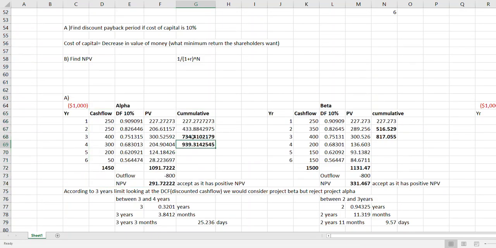Now this is the disadvantage of payback period. Payback period doesn't look at the project after the payback period has been received. Let's say this project had 500 at 60 years. Then the NPV of this project would have been 545, and this would be 331. But this project would be rejected, and this project would be accepted because of the payback period.